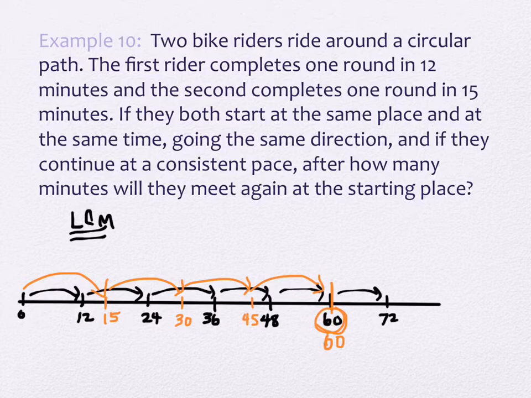And I was already hitting back at the starting point at 60 with the 12-minute person, right? So now I hit back at the starting point at 60 with my 15-minute person. Now they've done different amounts of laps, right? One of them went how many times around? The 12-minute guy, how many times around did he go?